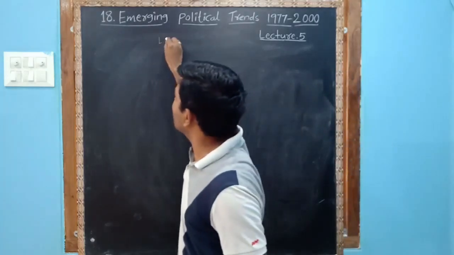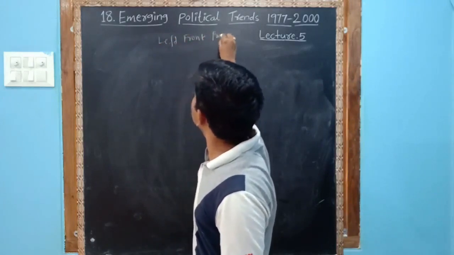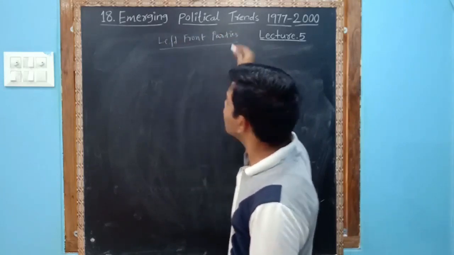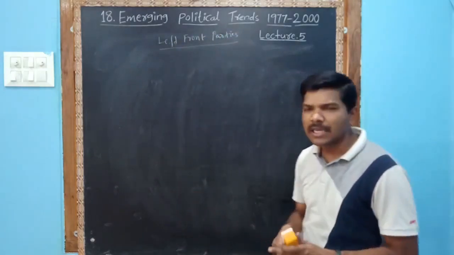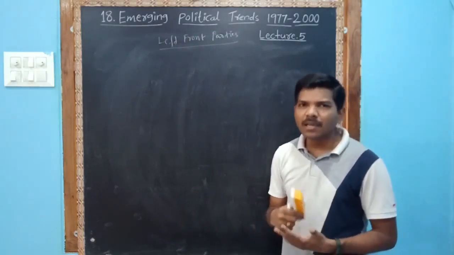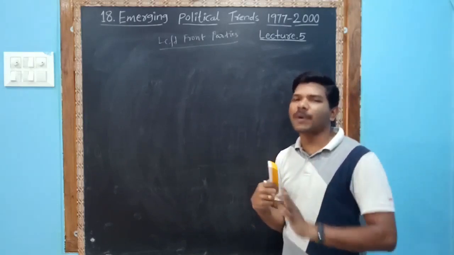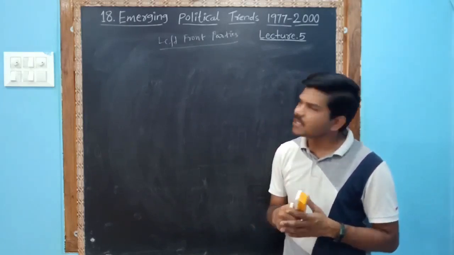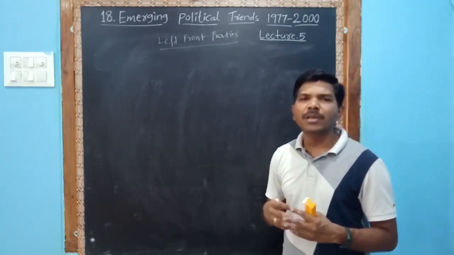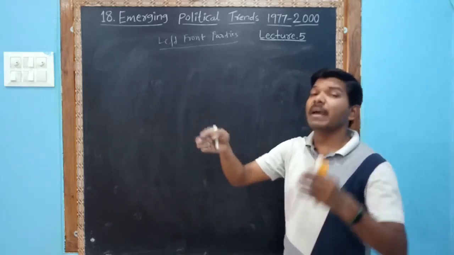Next, left-front parties. What are left-front parties? There are usually centrist, rightist, and leftist parties. So simply, leftist parties means their ideology is different from the other parties. They mostly believe in communism. They mostly believe in socialism, extreme socialism, not just socialism, extreme socialism.